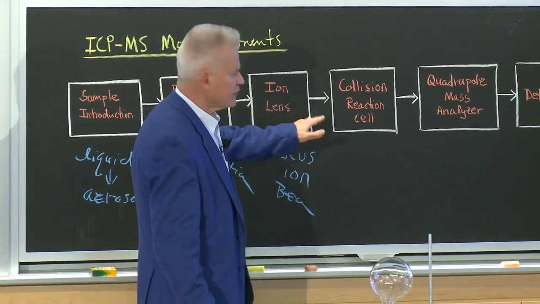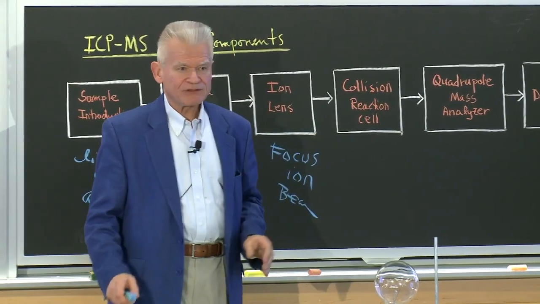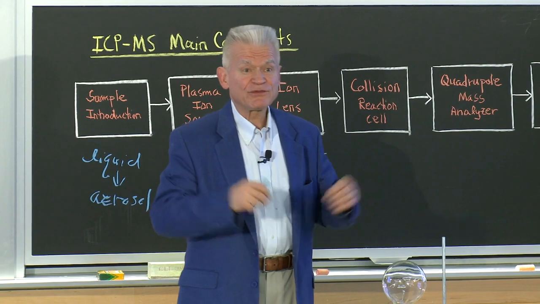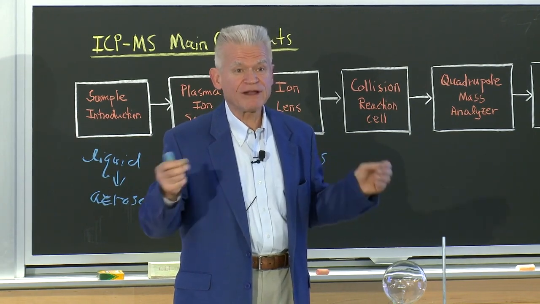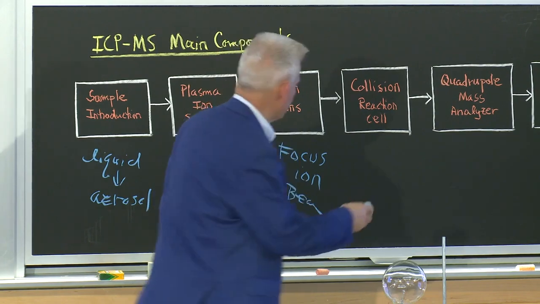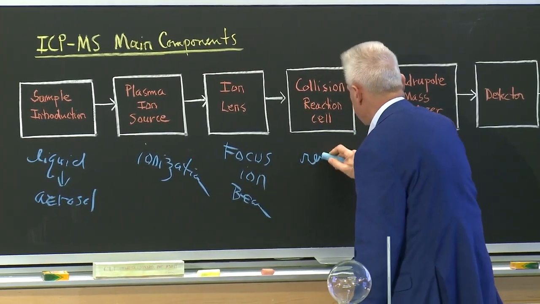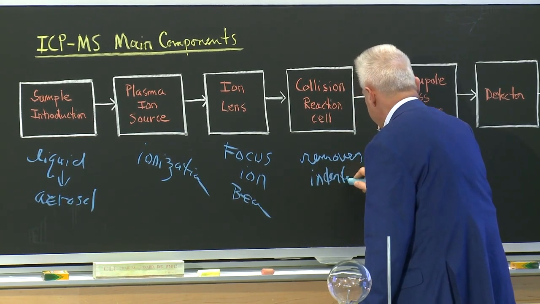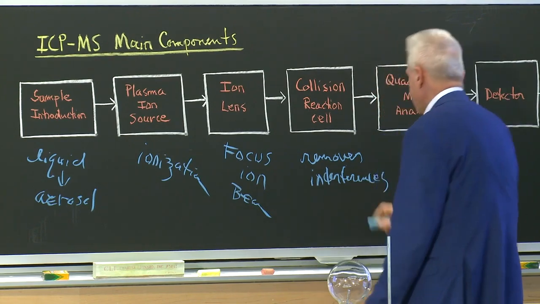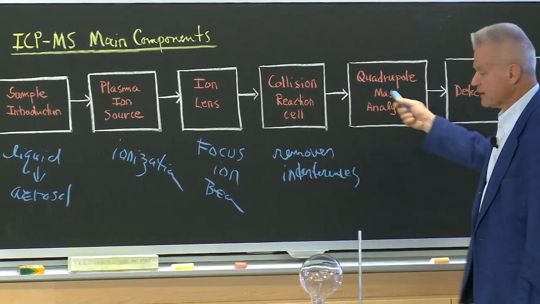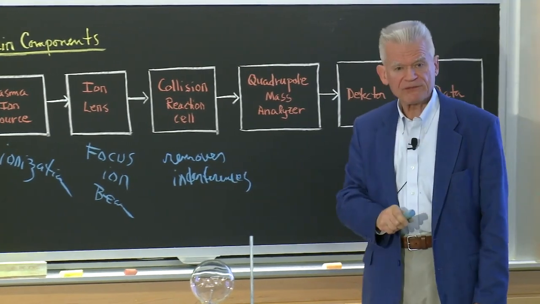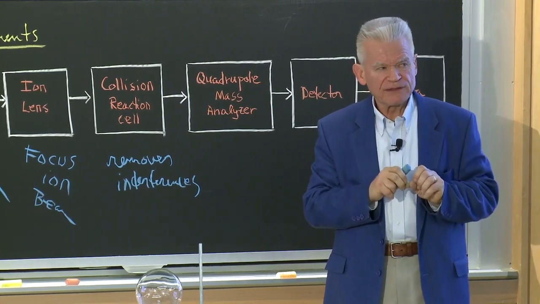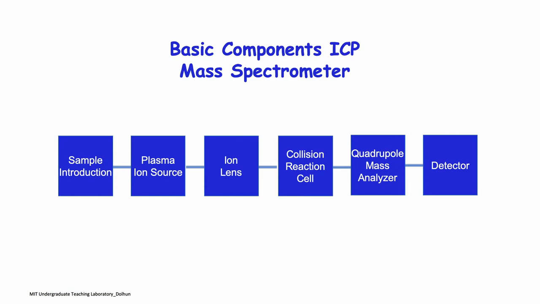We also have a collision reaction cell where we actually introduce helium, and the helium bombards our ions and gets rid of the interferences, like the polyatomic ions we're going to talk about. So this removes interferences. And then the monatomic ions that are left enter this quadrupole mass analyzer, which is 4 rods. The ions travel down the center of those rods, and they're sorted by their mass to charge ratios.